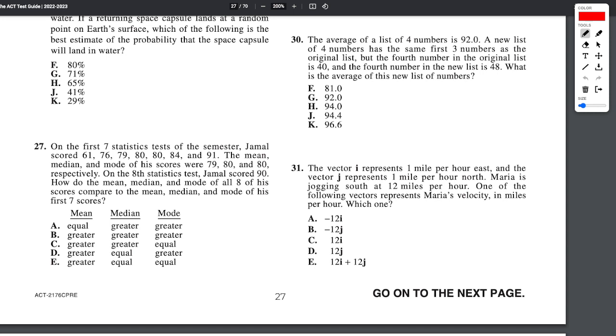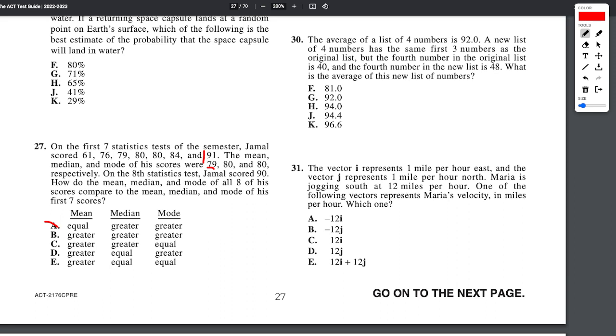If he scores a 90, 90 will be somewhere in here, and luckily it's in order for us. So the mean will definitely increase, right? Because the mean is the average, and we know the average is like 79. And since 90 is a lot more than the mean, it's going to increase. So we can allow answer choice A.